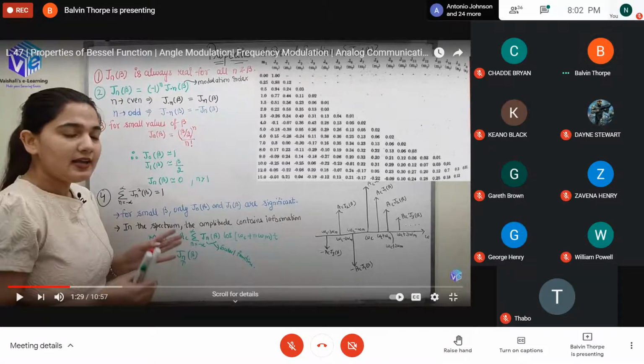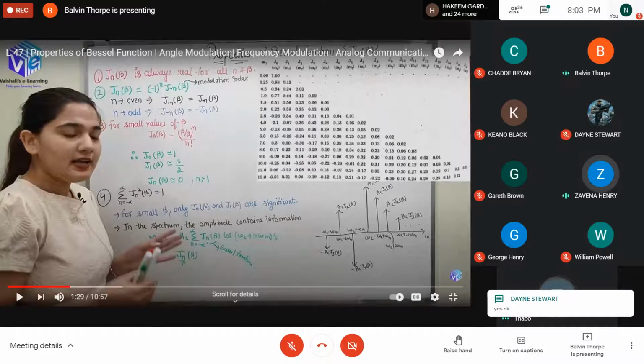So, for example, looking at the table right here, this first column speaks to your modulation index for the FM wave. If the modulation index is 0, it simply means that there was no modulation. Agree? Yes, sir. Okay, so there's no modulation.